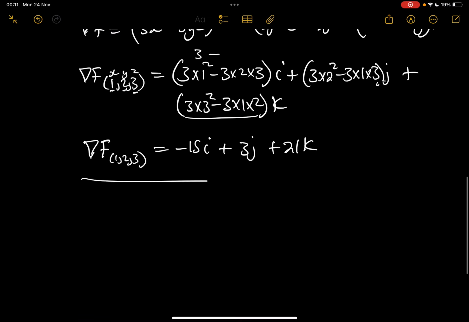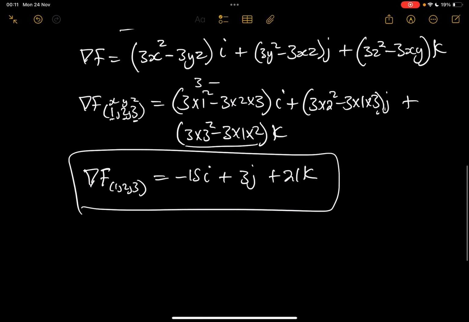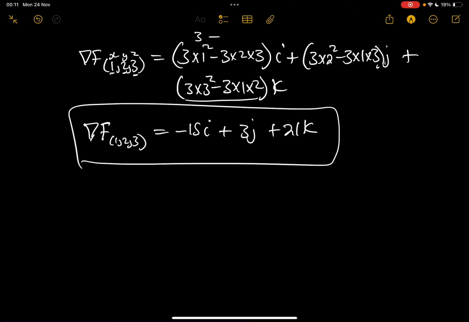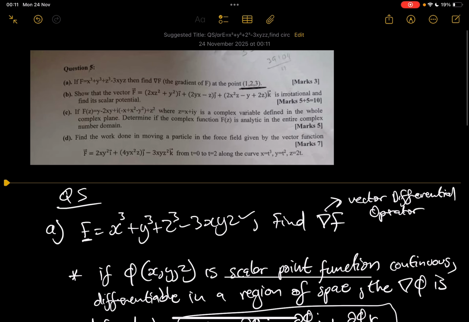Okay, so this is the gradient for this function. So as you can see, this is a vector quantity. So now let's look at B. They are saying, show that this vector is irrotational and find its scalar function. So what do you mean when a vector is irrotational?